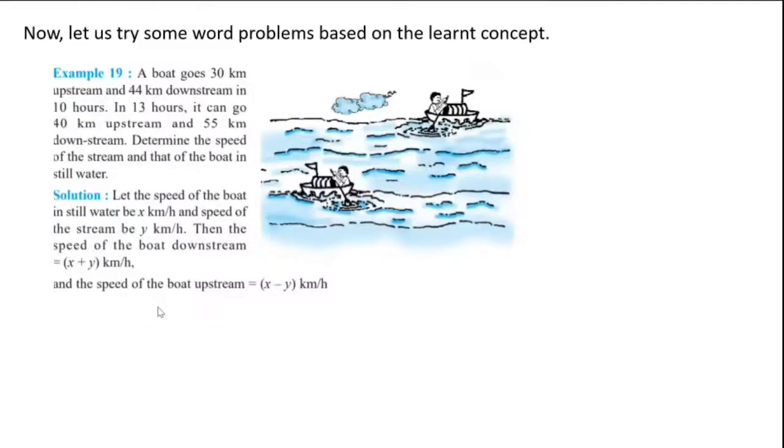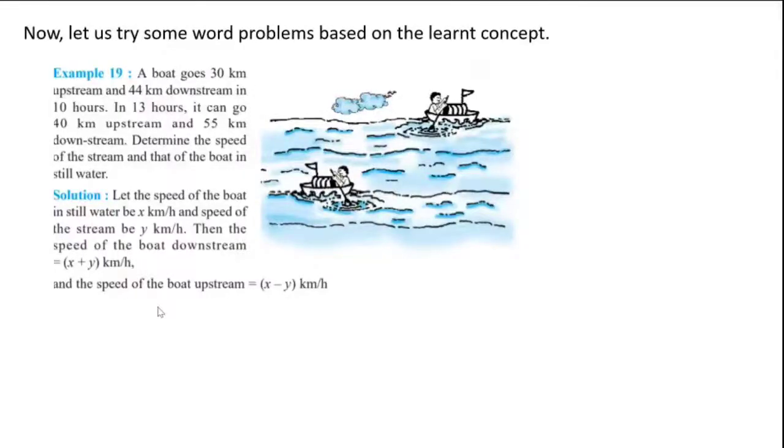When I say upstream, it means I am going against the stream. The stream is going downwards and I am going upwards. So the speed of the boat upstream is given by x minus y kilometers per hour. So I have the upstream speed, I have the downstream speed.